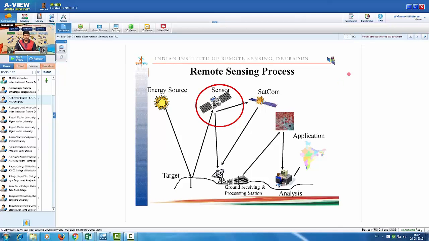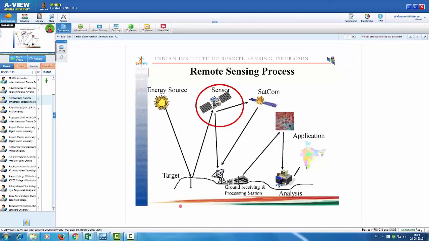You might have seen how the remote sensing process takes place. In this slide, you see the energy source, which is the sun here, sending energy, that is your incident energy. When that incident energy reaches the target or earth surface, some is absorbed, some is transmitted, and some is reflected back to the sensor if it is a passive sensor. But if it is an active sensor, then the sensor itself gives its own source of illumination, and the reflected energy goes back to the sensor.